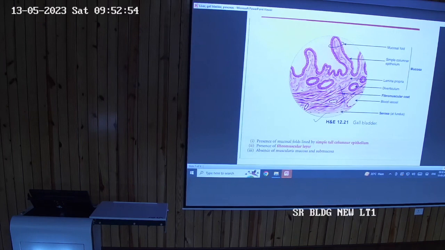In the lamina propria, you can see the cut section of the villi. Look here, you are seeing smooth muscle fibers, connective tissue, and blood vessels. That means fibrous tissue is there, muscular tissue is there. Muscle fibers are visible, and also loose connective tissue. Because of this, it is called the fibromuscular coat. So instead of muscularis mucosae, there is a fibromuscular coat.